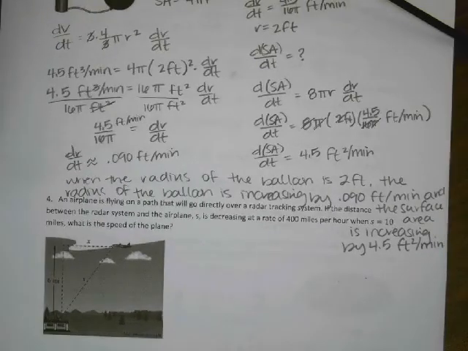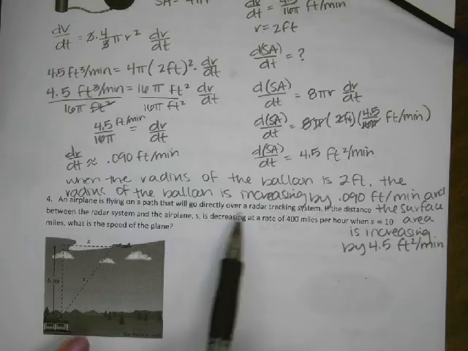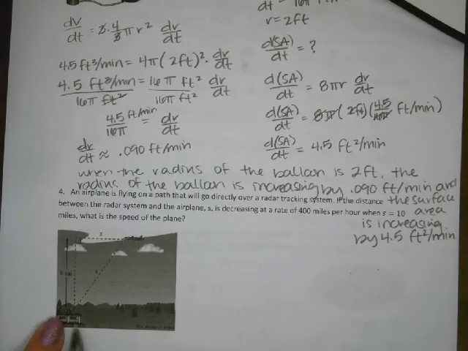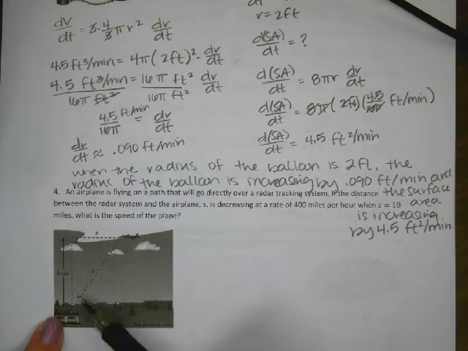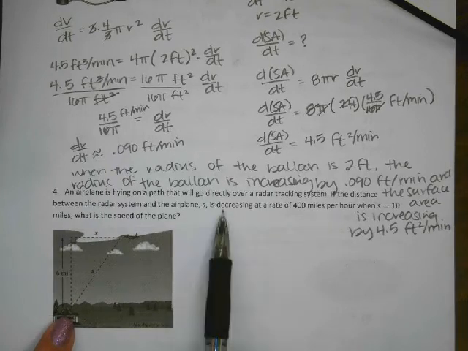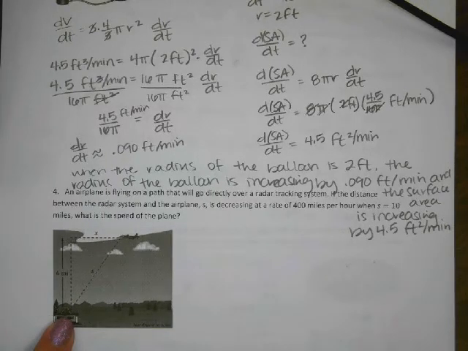So this one says an airplane is flying on a path that will go directly over a radar tracking system. So here's the plane, here's the radar tracking system. If the distance between the radar tracking system and the airplane, that's called S, so here's the distance between them, is decreasing at a rate of 400 miles per hour when S equals 10 miles, what is the speed of the plane? They didn't say it in the problem, but they showed you in the picture that the plane is flying at an altitude of 6 miles. So that's important to know.